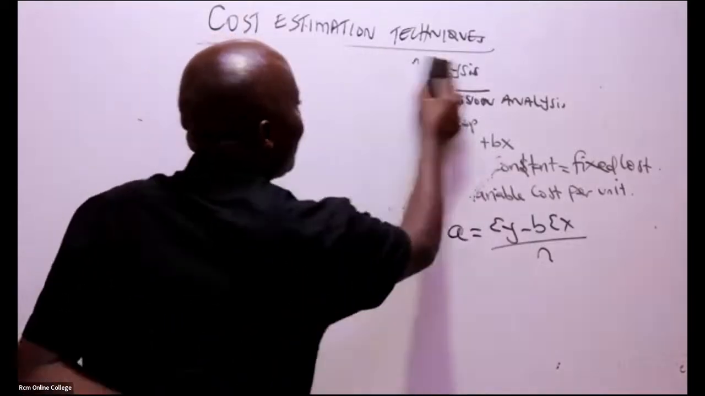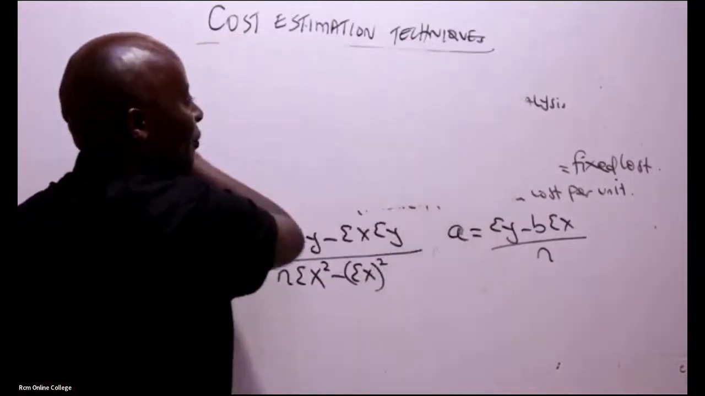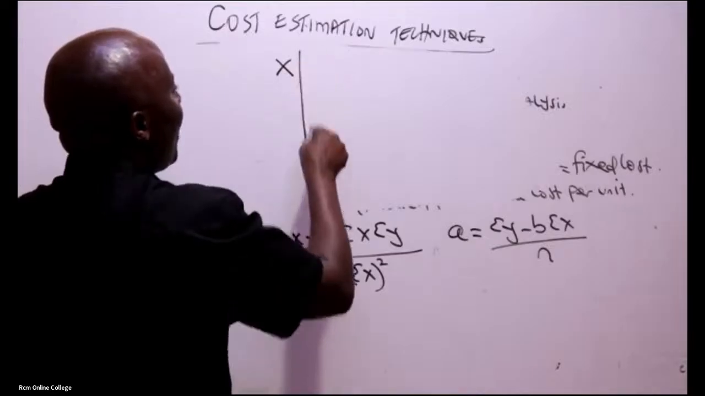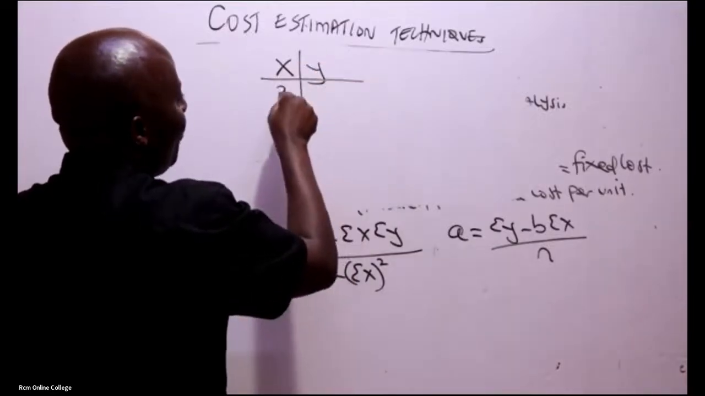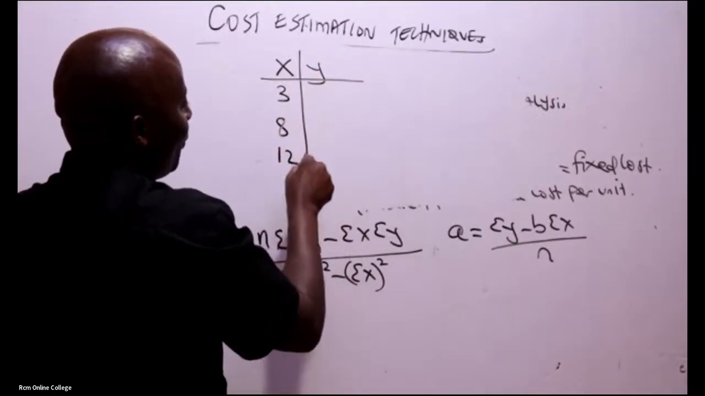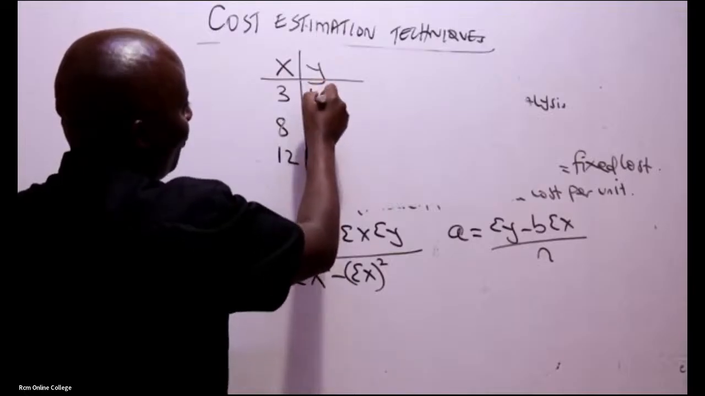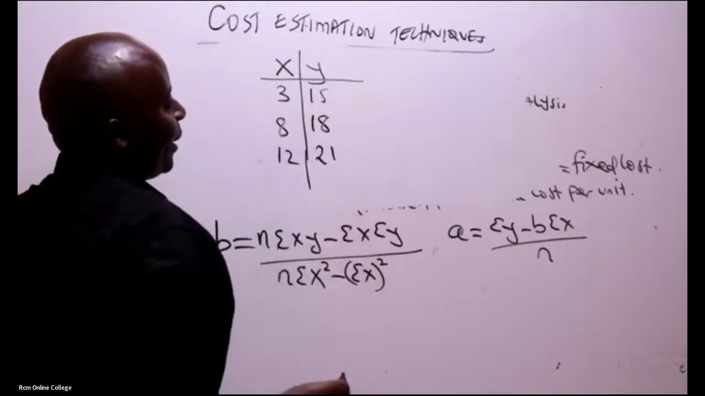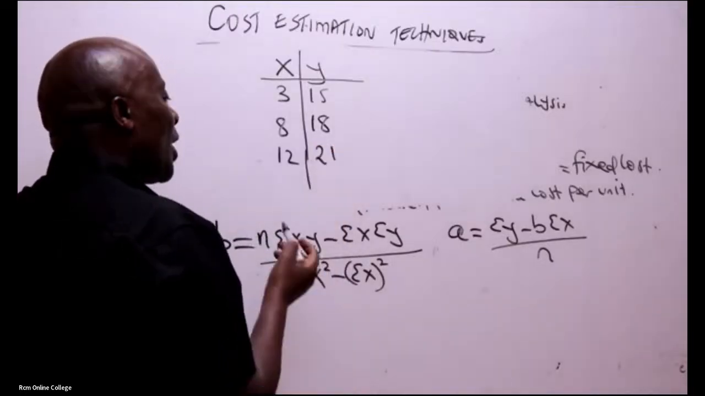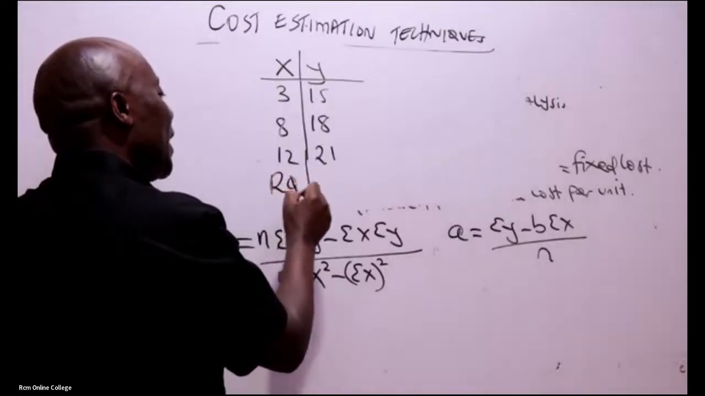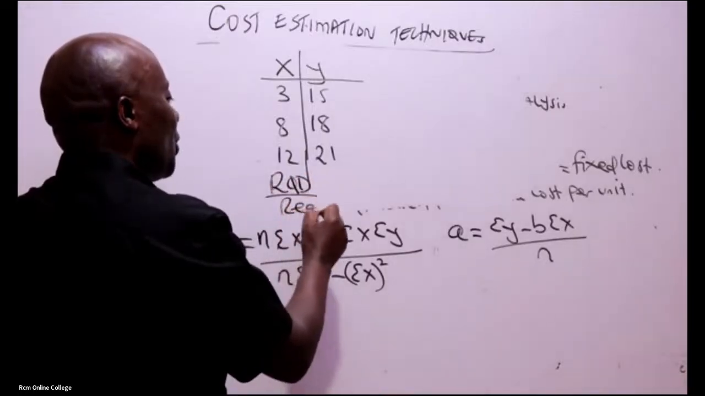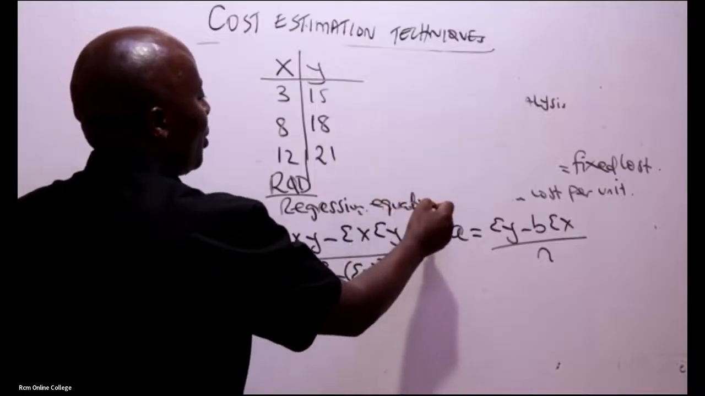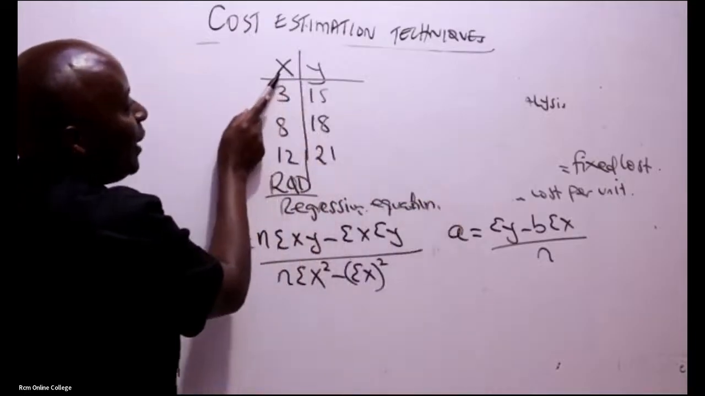If, for example, ladies and gentlemen, you are given just three data values, x and y. So they give you 3, 8, and maybe 12. Then they give you here 15, 18, and 21. And then you are required to get the value of B and A, the required regression equation. So you can see here we only have one predictor variable.